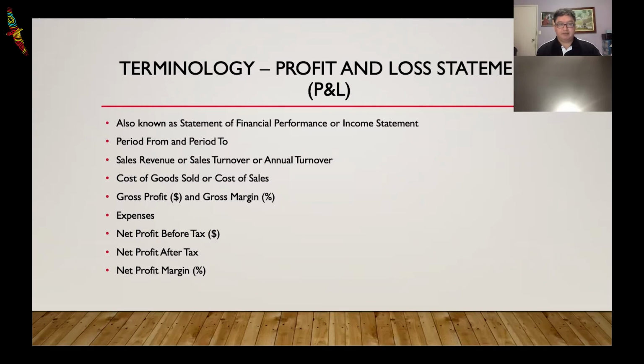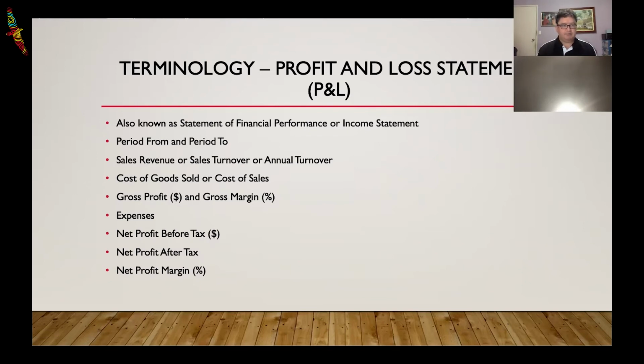Next, we have the expenses. Expenses are typically costs not part of cost of goods sold. These are items such as accounting fees, motor vehicle expenses, marketing, advertising. Obviously every different business will have their own set of expenses that are not necessarily part of the cost of actual goods sold or the cost of sales.